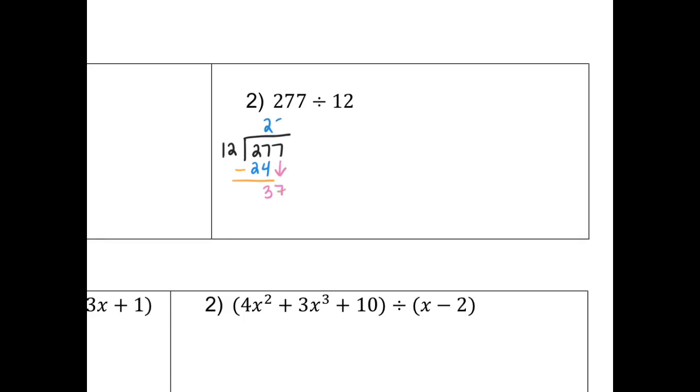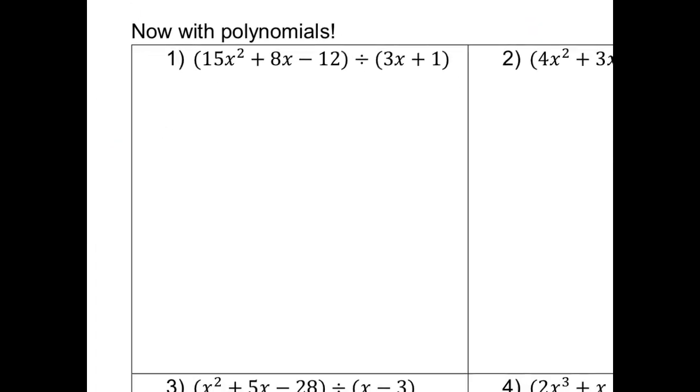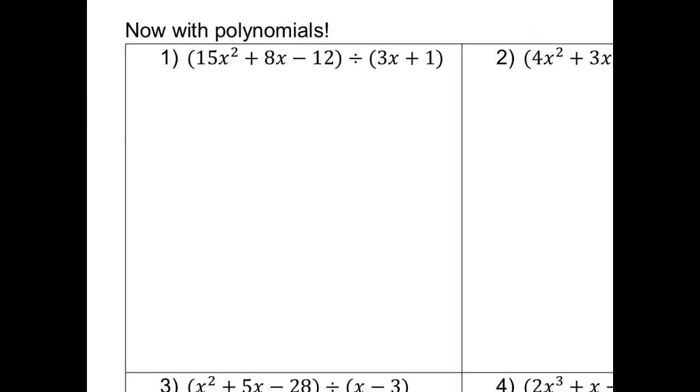12 goes into 37 3 times. Multiply that back, I get 36. Subtract, I get 1. Now there are multiple ways of writing out a remainder, but the way I want you to do it is writing it as a fraction. So I have 23 and 1/12. So the denominator of the remainder fraction is the little number up front. Now let's do it with polynomials.